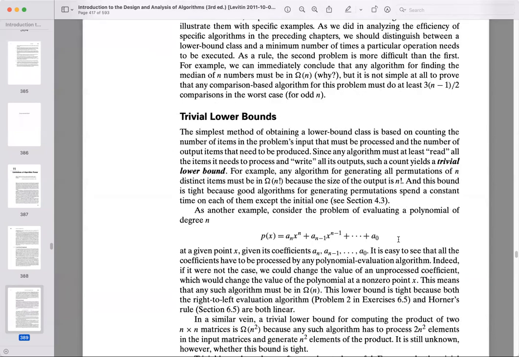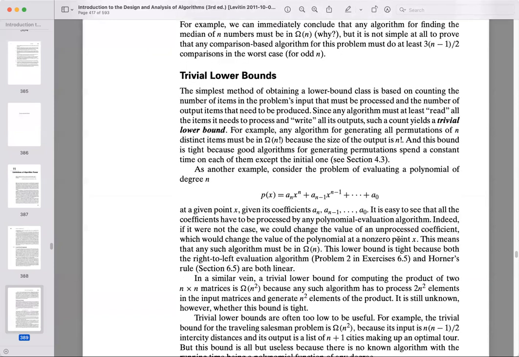So we start with the idea of a trivial lower bound. A trivial lower bound means you're just looking at how many items of the program's input have to be processed, and how many output items need to be produced. So if an algorithm has to read all the input items it needs, and then process and write all the output, that gives you a trivial lower bound.